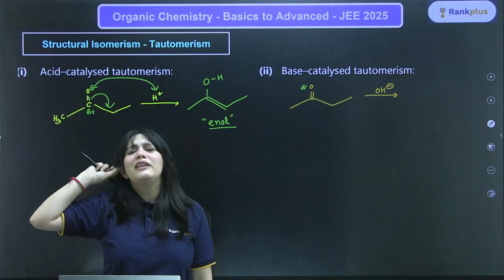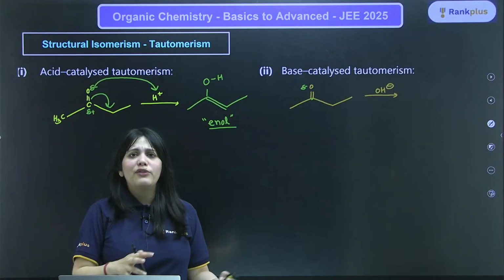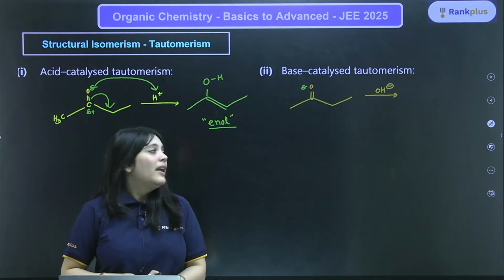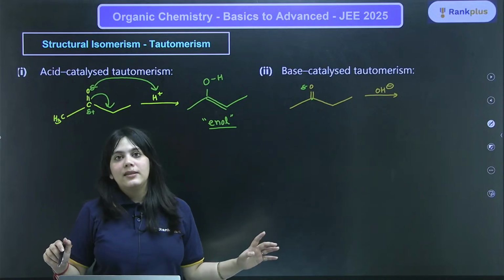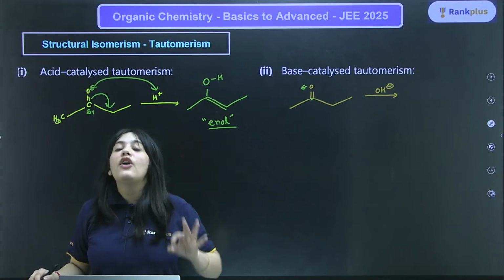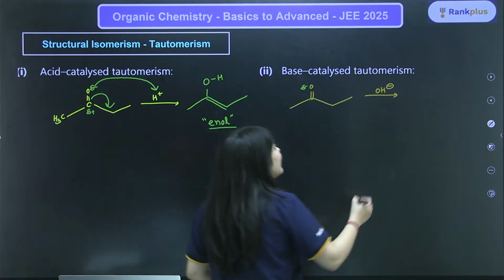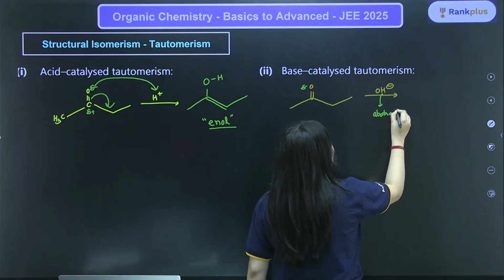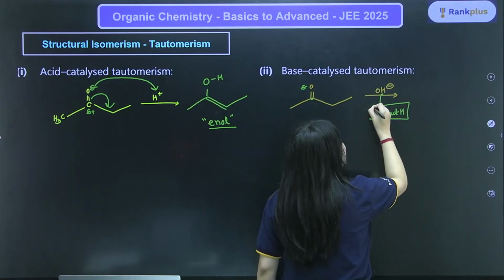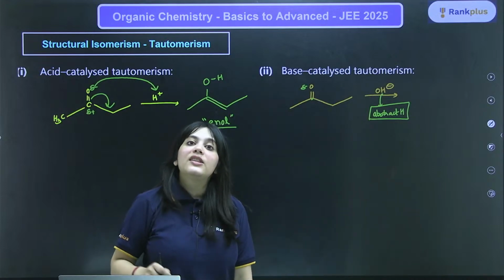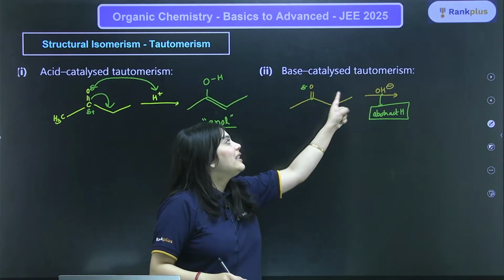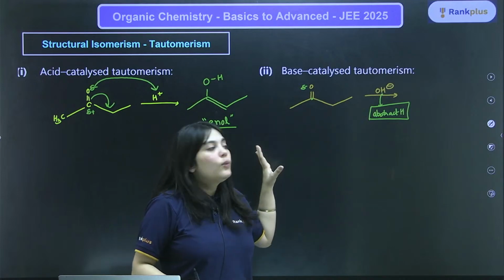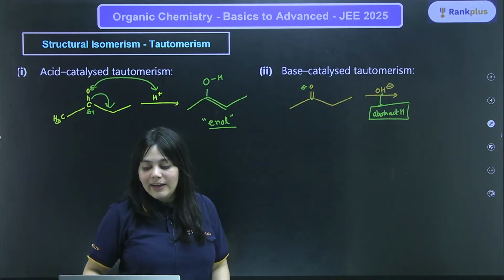What is the difference? I will let you know when we are studying nucleophiles and electrophiles and bases in those differences. Right? Here what I have taken is a base. What is the function of a base? It is to abstract hydrogen. Very, very important. Abstract hydrogen. The difference between a nucleophile and a base is just that. Nucleophile will itself get attached. The base will do what? It will abstract the hydrogen, right?